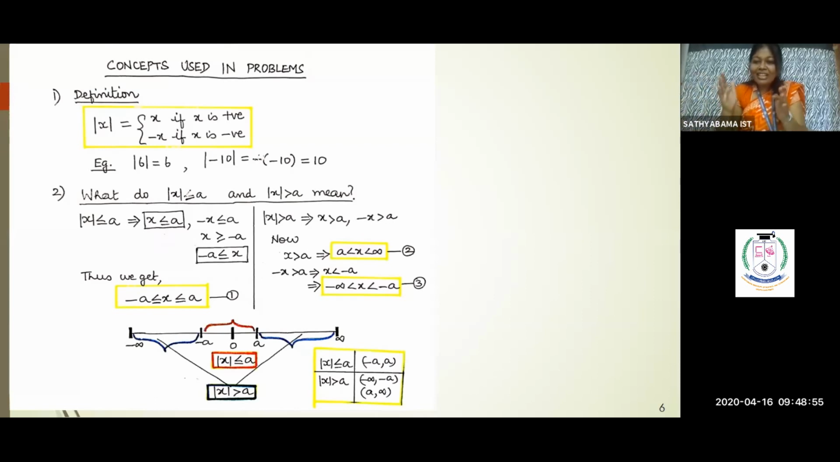So this is what I've clearly explained in the diagram. Please look at the diagram, all of you. I've marked the entire real line, minus infinity to plus infinity, because that is where our function is defined.